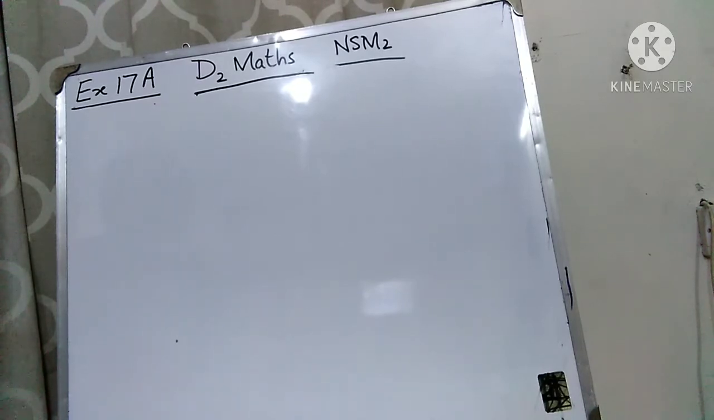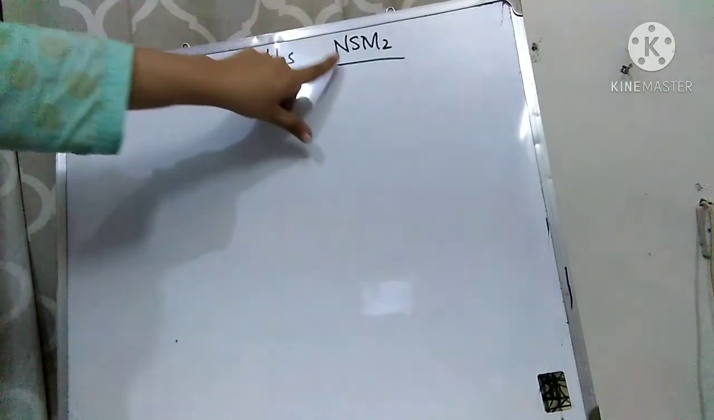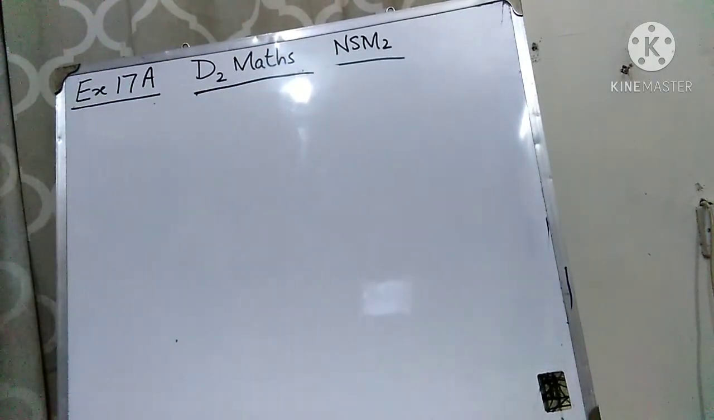Today our lecture is related to chapter 17, which is statistical data handling, and our book is New D2 Maths, new syllabus mathematics 2. I am going to explain you exercise 17.